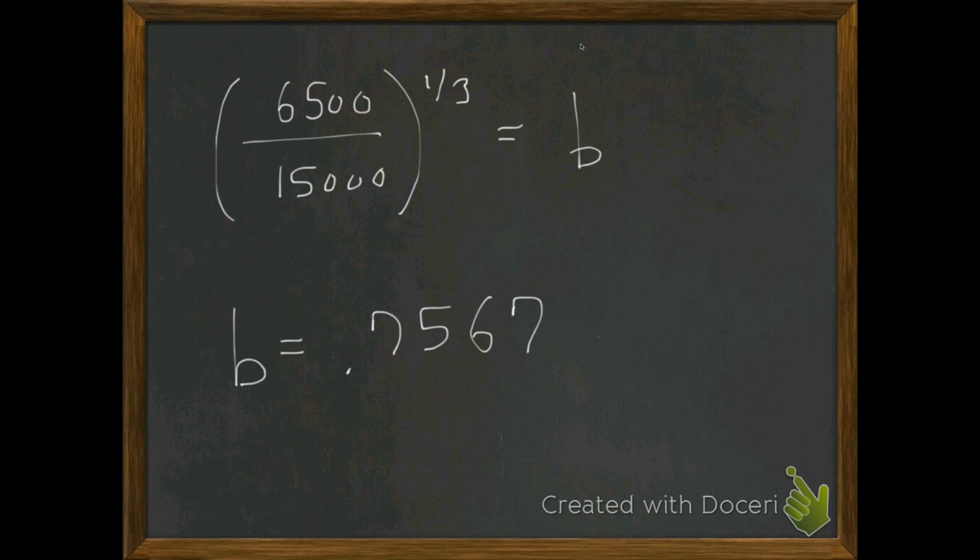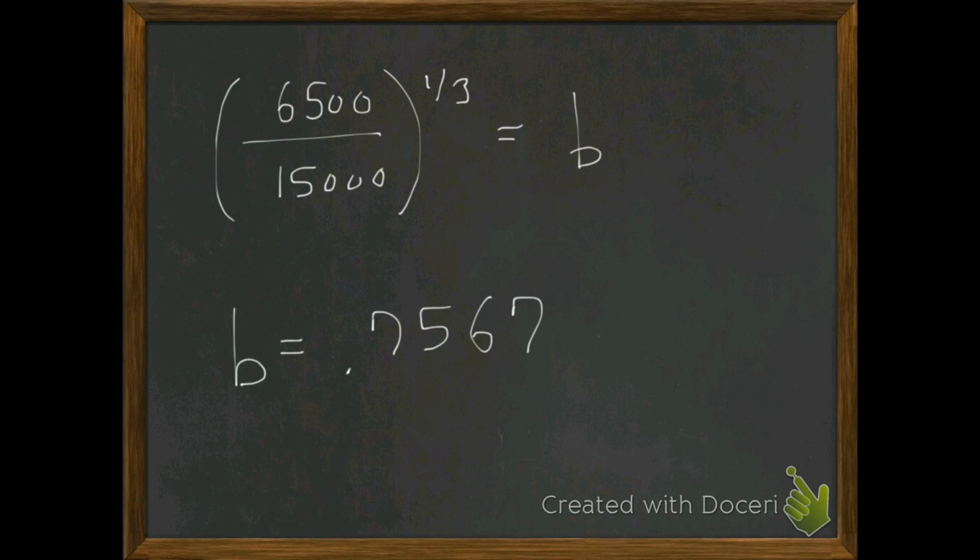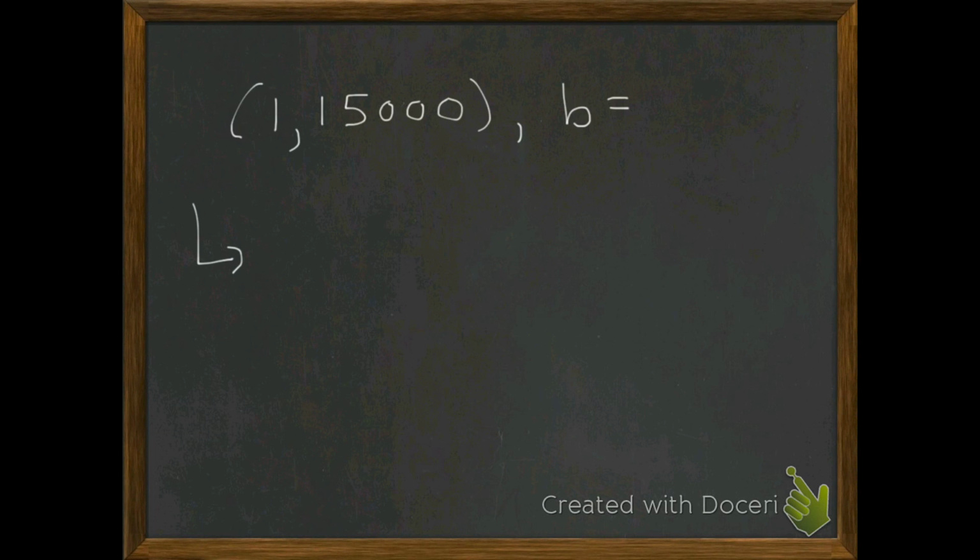All right. So what I've done, I've written down the answer there. Now what I'm going to do is go back and get one of my ordered pairs, and I see no reason not to use this one. And I'm going to put in the information realizing that my B value is 0.7567. And I'm going to solve for A.